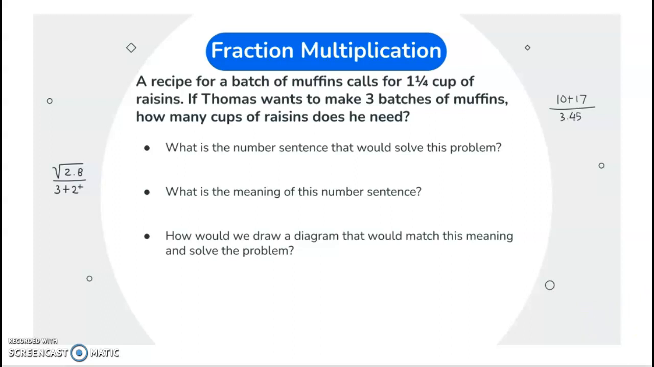In this case, the word problem is: a recipe for a batch of muffins calls for 1 1/4 cup of raisins. If Thomas wants to make 3 batches of muffins, how many cups of raisins does he need? So the questions here are, what is the number sentence that would solve this problem? What is the meaning of this number sentence? And how would we draw a diagram that would match this meaning to solve the problem?